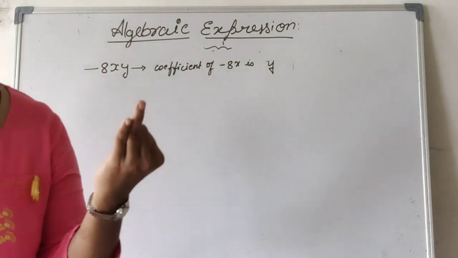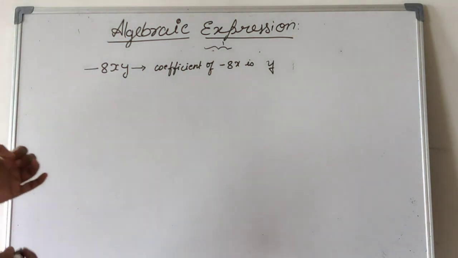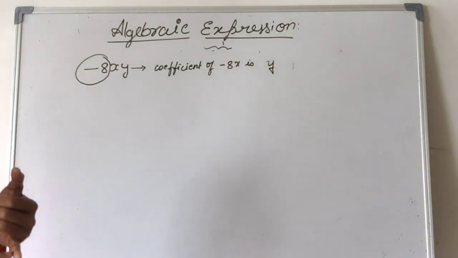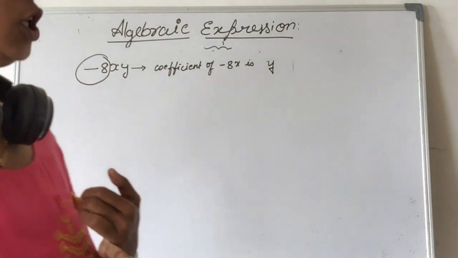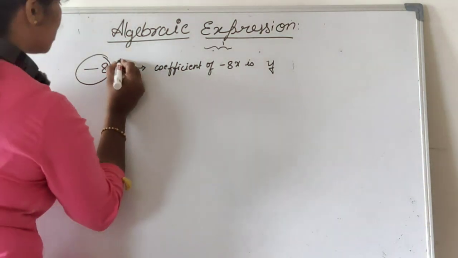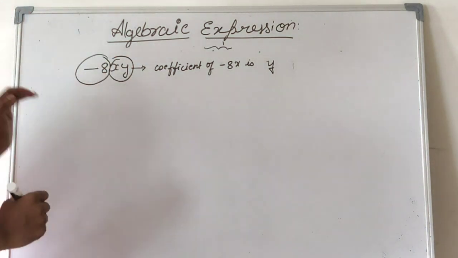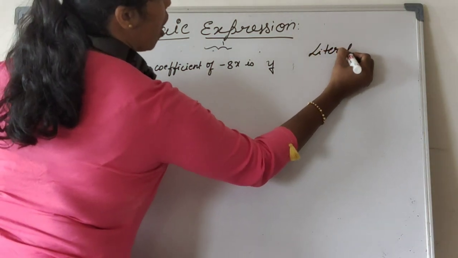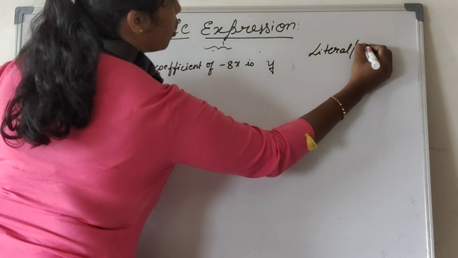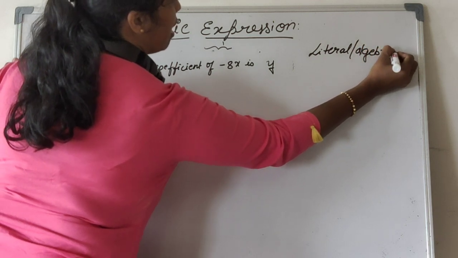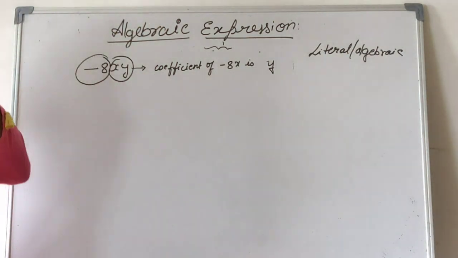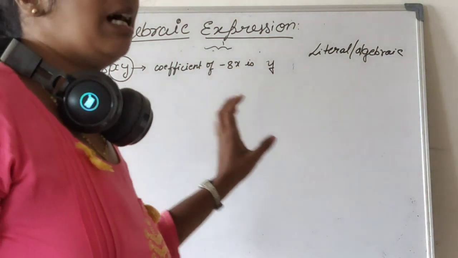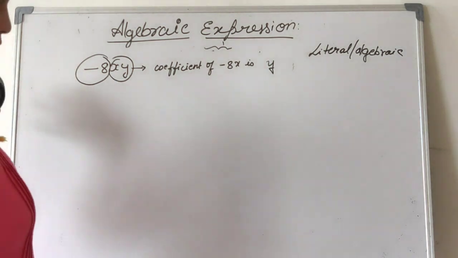Here, two types of coefficients we can see. One is minus 8. Minus 8 is called a numeral coefficient. Numeral means number. This xy is called a literal or algebraic coefficient. Two names are there. Alphabets are called a literal or algebraic coefficient. Numbers we are calling a numeral coefficient.